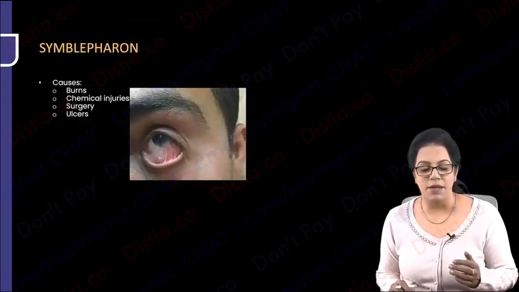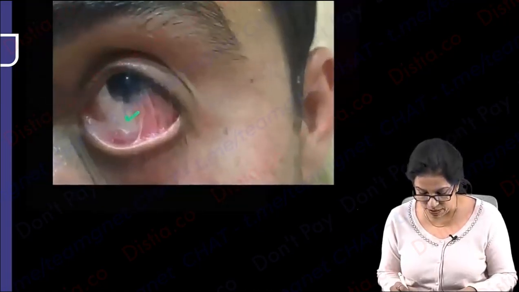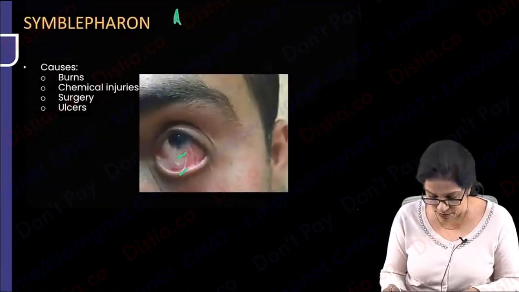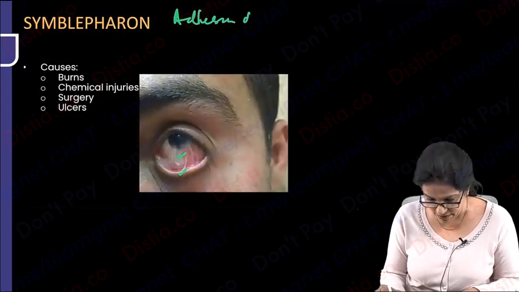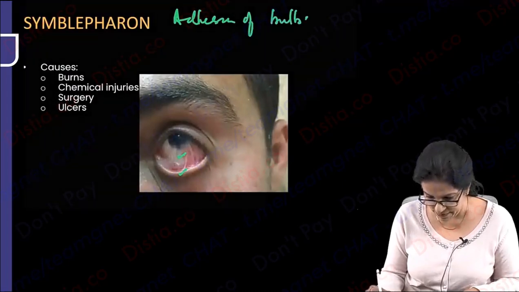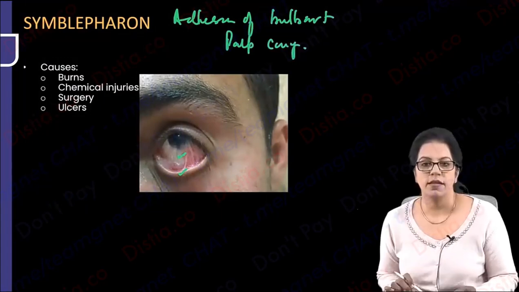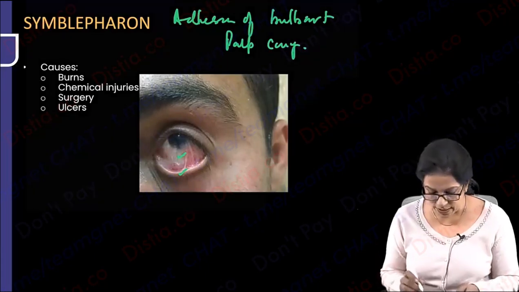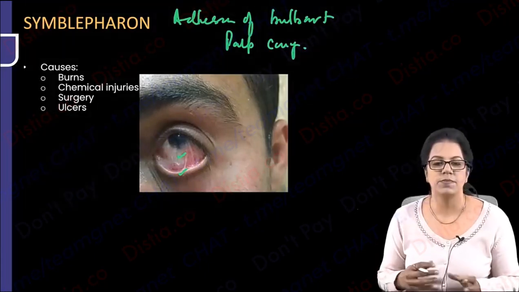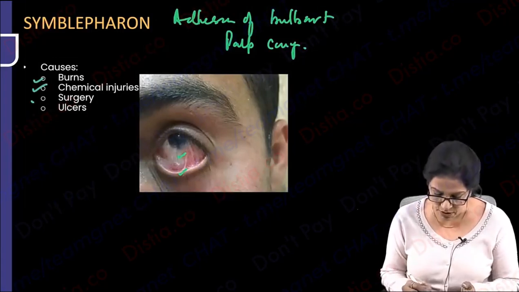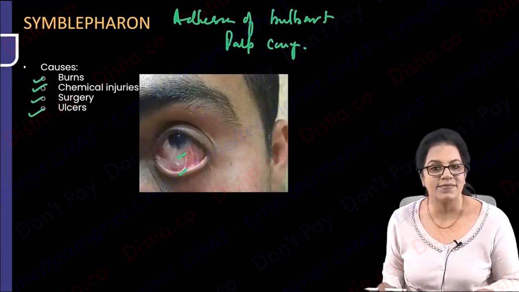Next is, what is symblepharon? Symblepharon is adhesion of the bulbar with the palpebral conjunctiva. Write down. Adhesion of bulbar and palpebral conjunctiva. Okay? So when you look here, what can be the causes? Of course, scarring is happening due to burns, chemical injuries, surgery, or any ulcer. Right?